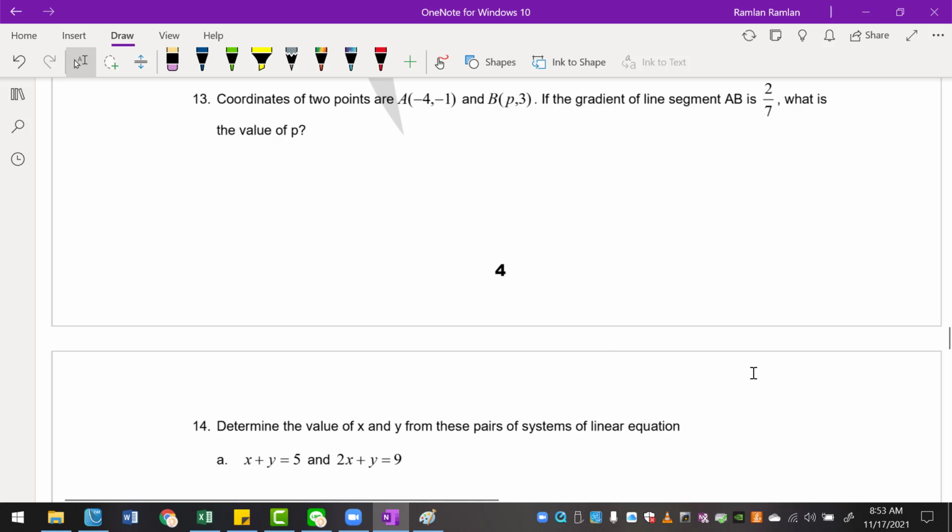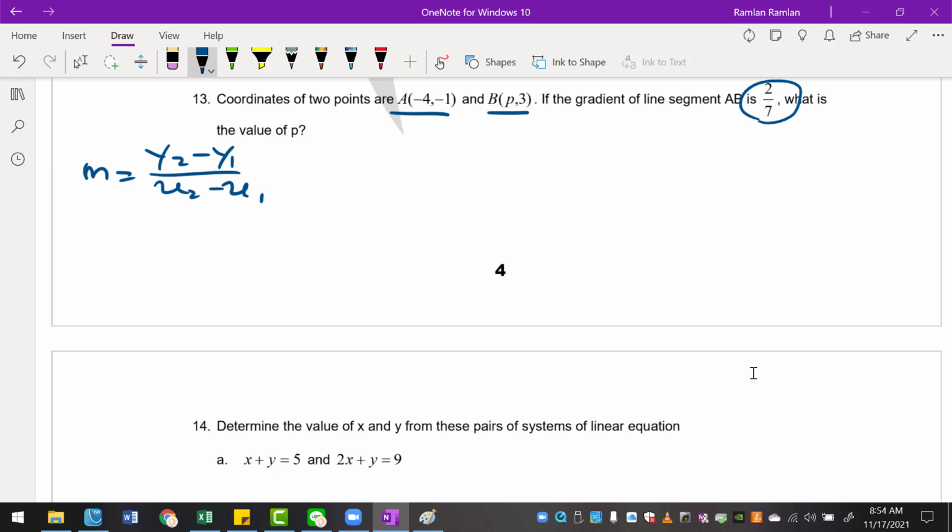Okay, number 13. Coordinates of 2 points are a and b. We have this a over here, and then we have b. If the gradient of the line segment is 2 over 7, what is the value of p? As we know, when we want to find the gradient, you can just use that formula, y2 minus y1 over x2 minus x1. So let's name this one x1 and y1, this one is x2 and y2. So you just plug in all of the numbers there.